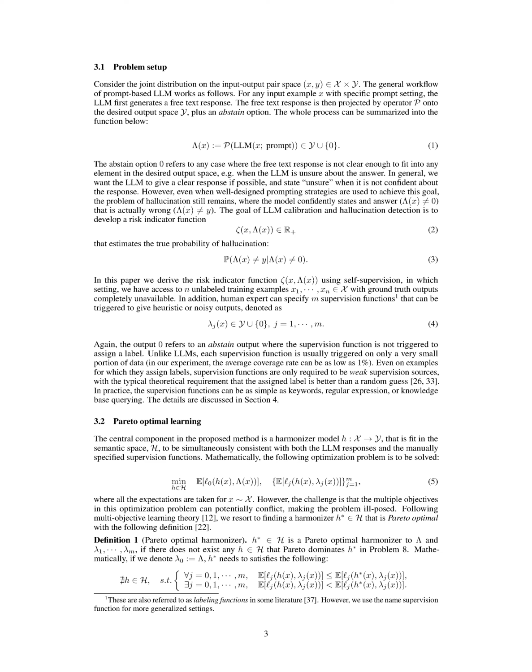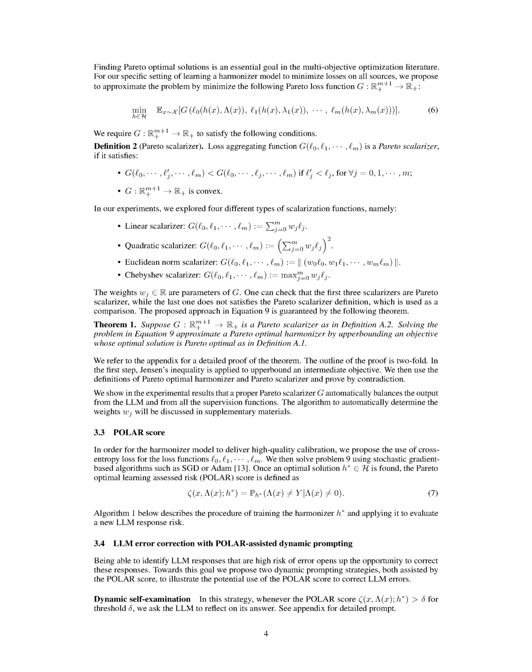However, this problem can be complex because the objectives of the LLM and the supervision functions may conflict with each other. To address this, we use a concept from multi-objective learning theory called Pareto optimality. A harmonizer is Pareto optimal if there is no other harmonizer that performs better in all objectives. In other words, a Pareto optimal harmonizer is the best compromise between the conflicting objectives.